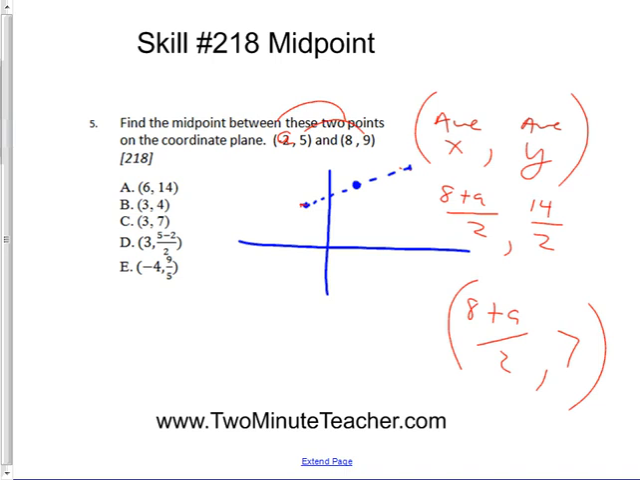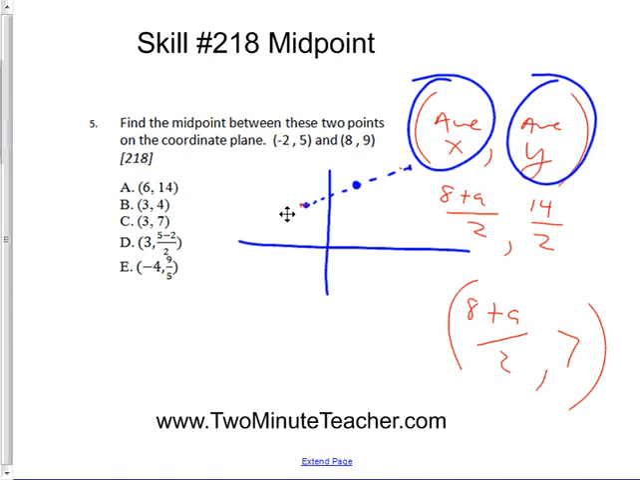So ACTs are sometimes trickier that way than just giving you 2 nice points like I did in our practice problem. So I wanted to show you both ways. So the moral of the story is know how to average the x and average the y to find the midpoint.